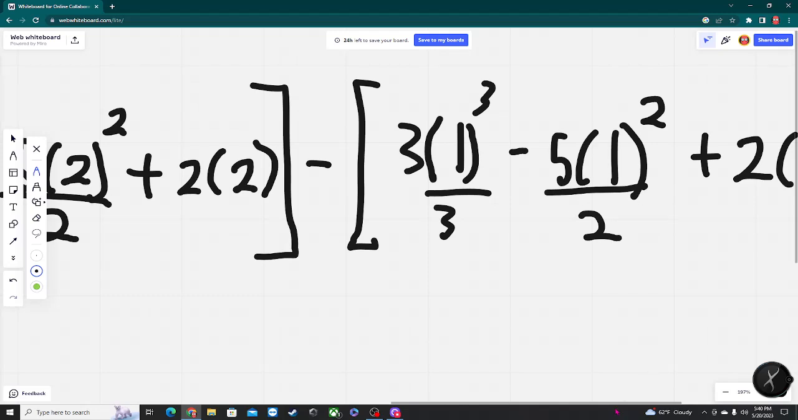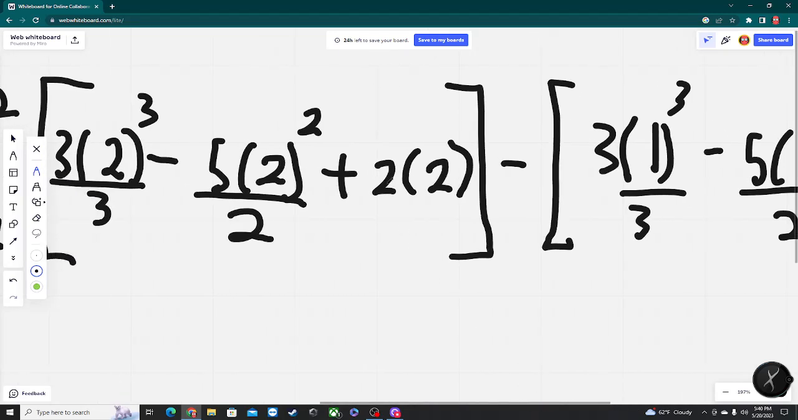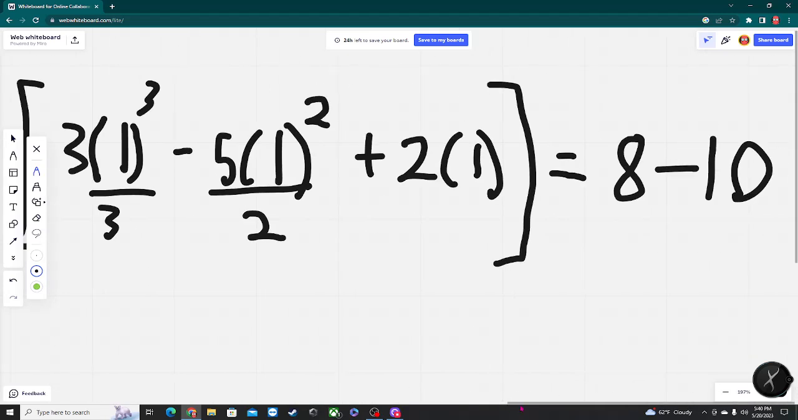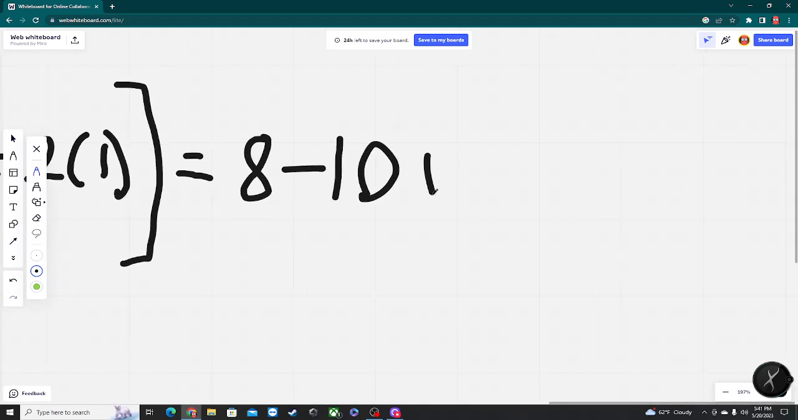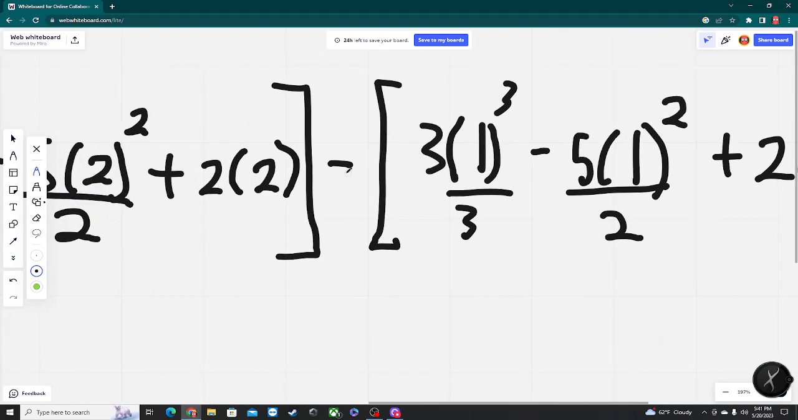Now we need to do our last part of this problem. So 2 times 2, that's just going to be 4. So plus 4. Now what we're going to do for our second problem, since we have this minus sign, we just have to distribute that to everything that we end up getting. So 1 to the third, that's 1. 1 times 3, that's 3. 3 over 3 is 1. So distribute the negative, we have minus 1.